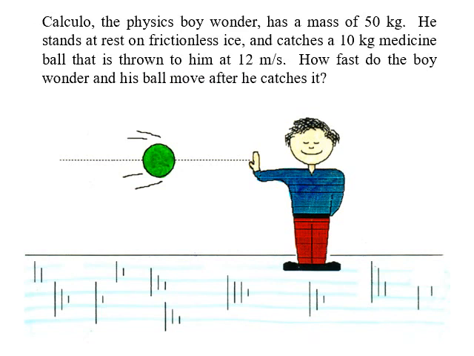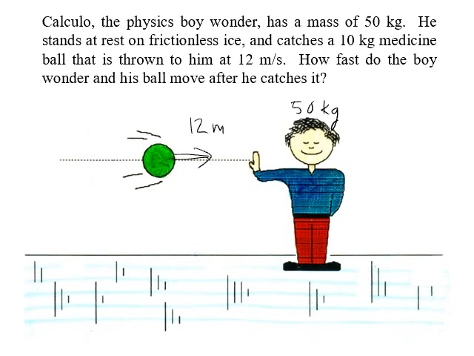So let's take an opportunity here to practice this a little bit. And what I show here is Calculo, the physics boy wonder. And he has a mass of 50 kilograms, right? And he stands at rest on frictionless ice. Don't worry about how he's standing on frictionless ice. Of course, that would be impossible, really. But let's suppose he's able to do it, and there's nothing below his feet here that will resist his motion, okay? He catches a 10 kilogram medicine ball that's thrown towards him at 12 meters per second.